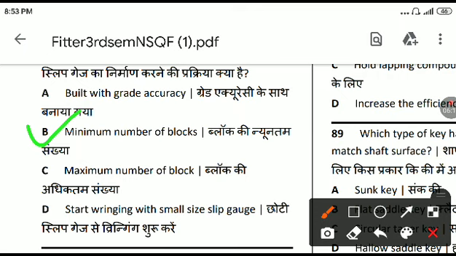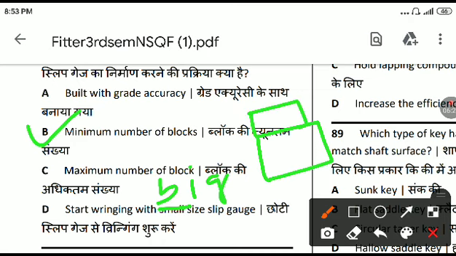Start ringing with big size slip gauge first, then small ones. Ringing means joining of two slip gauge together. The process of joining two slip gauge together is called ringing.